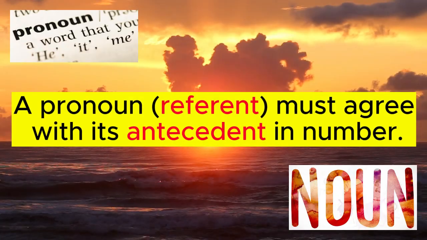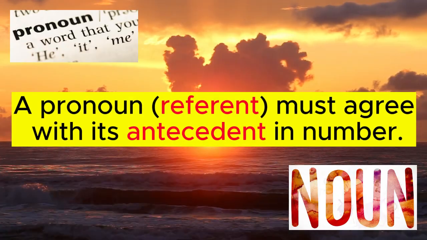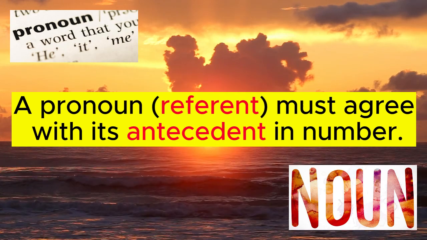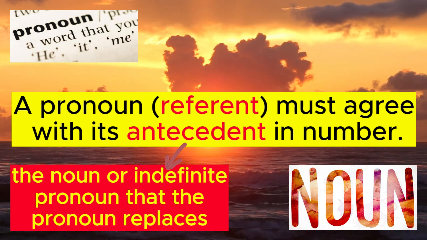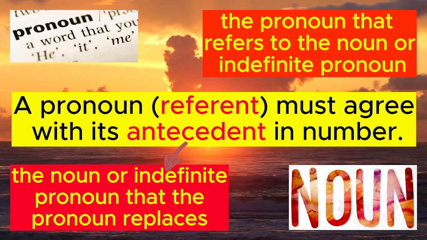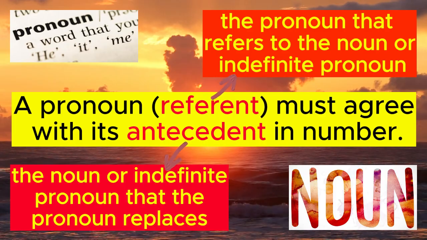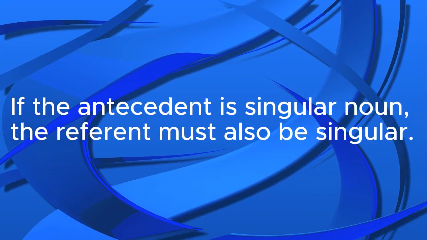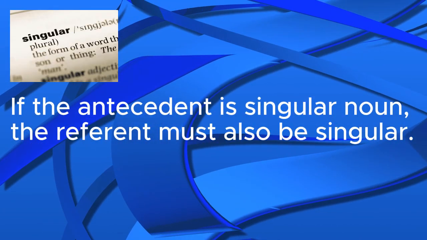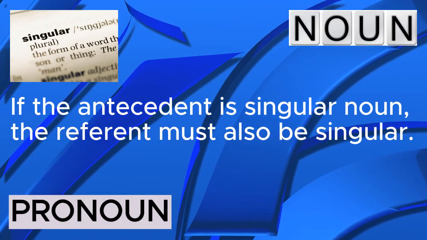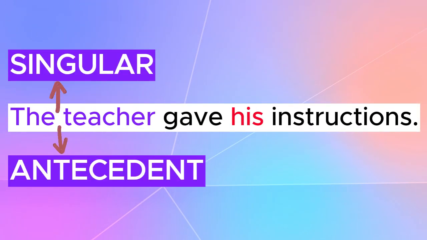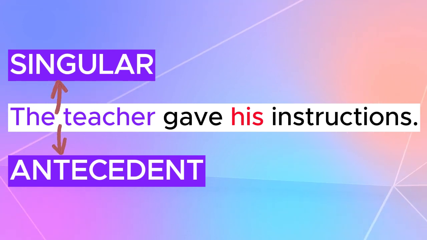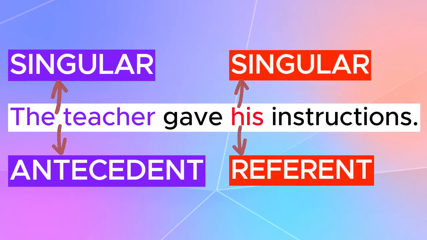A pronoun must agree with its antecedent in number. The antecedent is the noun or indefinite pronoun that the pronoun replaces, and the referent is the pronoun itself. If the antecedent is a singular noun, the referent must also be singular. For example, the teacher gave his instructions. The teacher is singular, therefore, his is also singular.